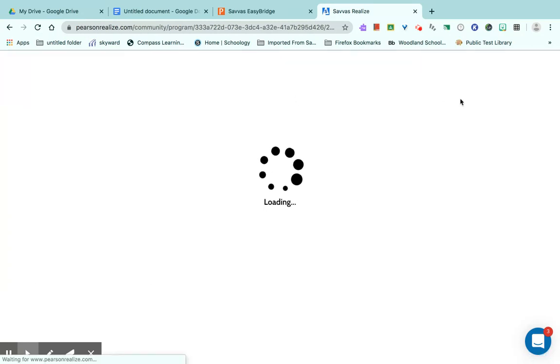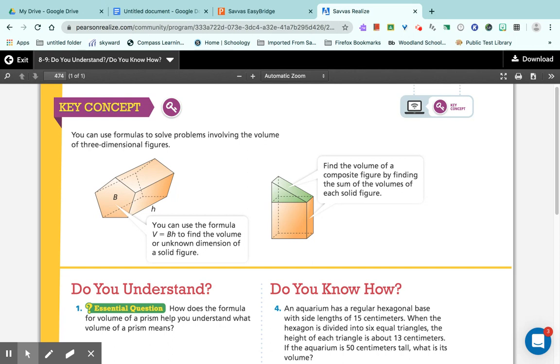Do you understand? Okay. So how does the formula for volume of a prism help you understand what the volume of the prism means? Okay. So first you need to find the area of the base, B. Multiply this by the height. Is like extending the flat base so that it takes up space. And the amount of space occupied by it is now considered its volume. That's number 1.